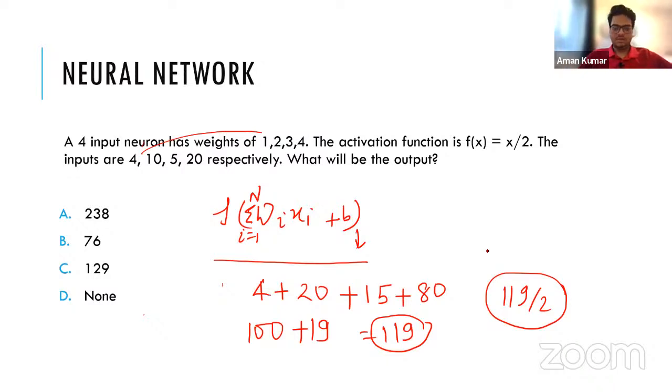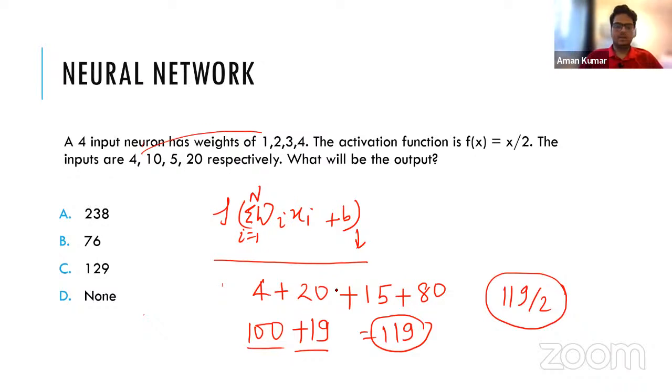129/2, how people are saying. Did I get 80 plus 20, 100. 100 plus 19, 119, right? Not 120. 4 into 1, 4. 10 into 2, 20. 5 into 3, 15. 20 into 4, 80. 80 plus 20, 100. 15 plus 4, 19. 119, right?